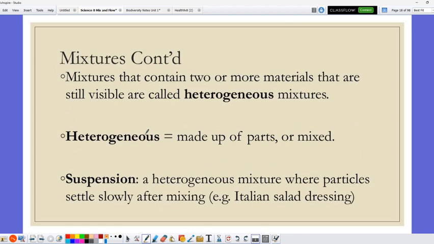And there's a few examples of heterogeneous mixtures. We'll start with suspension. That's a heterogeneous mixture where the particles would slowly settle after you mix them. So like Italian salad dressing, right? You have to shake it to use it, but if you let it sit, it'll settle. Same thing, mud is the same thing. It would eventually settle. Vinegar and oil would settle eventually as well.